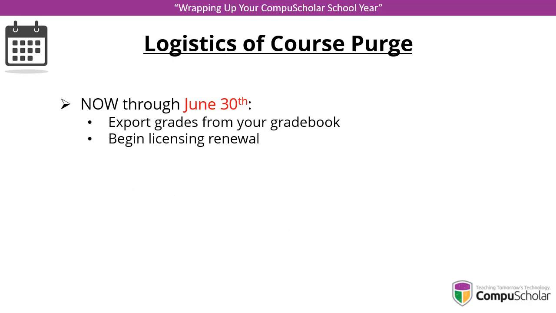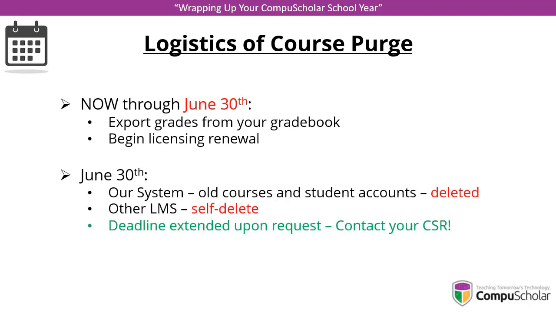So as a public school teacher or a private school teacher, what you should be doing between now and the end of your school year is exporting the grades from your gradebook and starting to think about license renewal. Our purge date is going to be on June 30th each year, so that's kind of the end of the school year. Starting on that June 30th date, we'll begin removing all the old courses and accounts from our system. If you're on your own learning management system like a Canvas or Schoology, we don't have any control over that, so you'll be responsible for deleting your own courses from your own system.